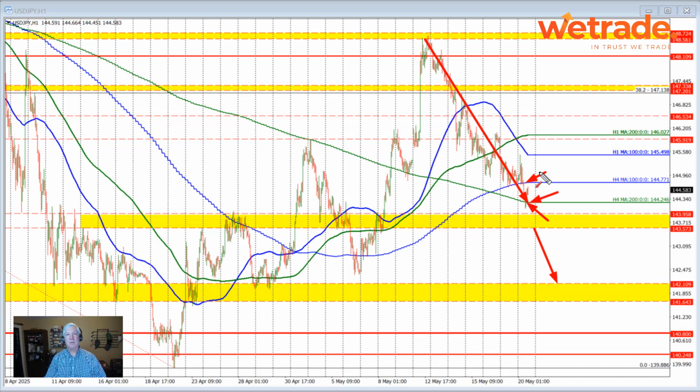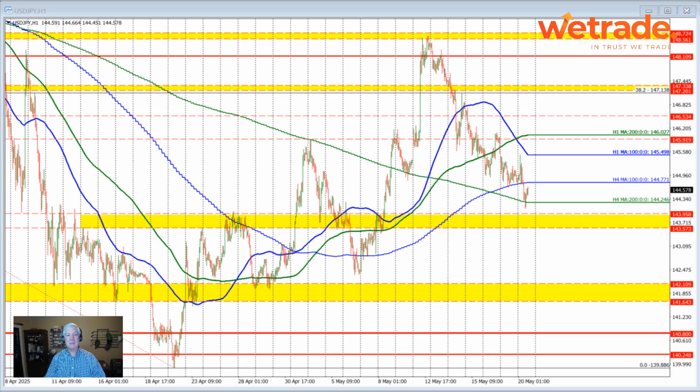Alternatively, if we do break back above the 100-bar moving average on the disappointment below the 200-bar moving average, we could see the price move back toward our 100-hour moving average. Remember, it was last week that the market fell below that level and had one last gasp to the upside before moving lower and finding willing sellers against the 100-hour moving average right through here and pushing downside.